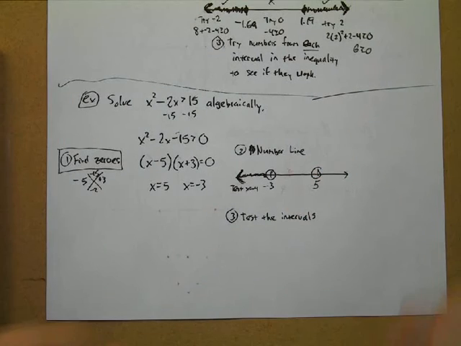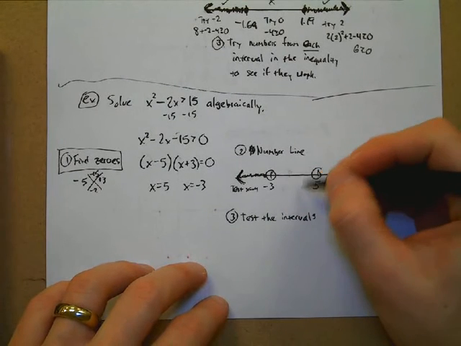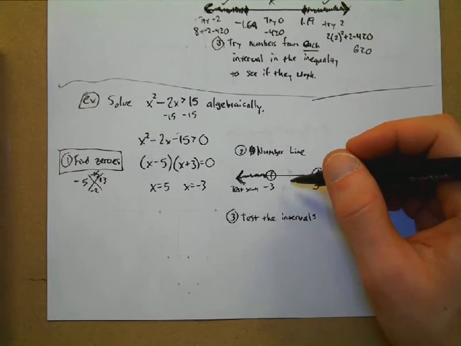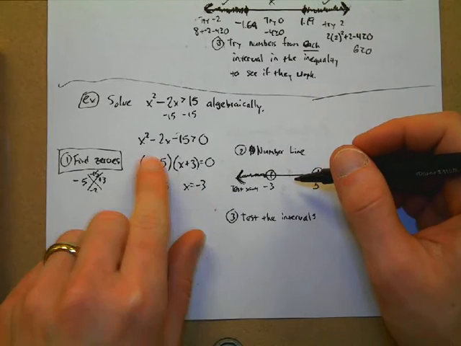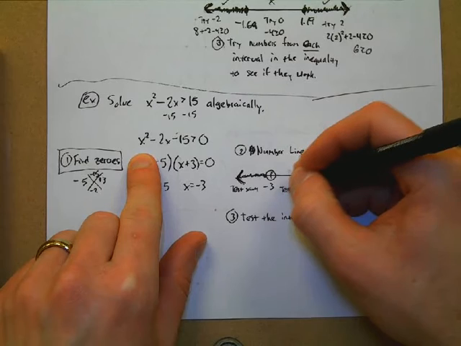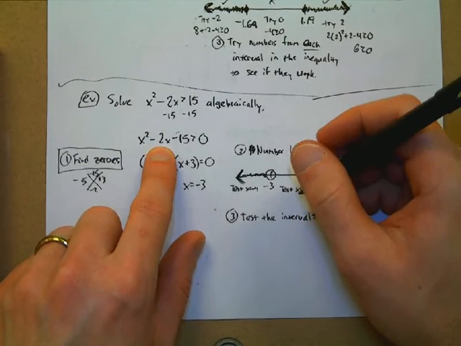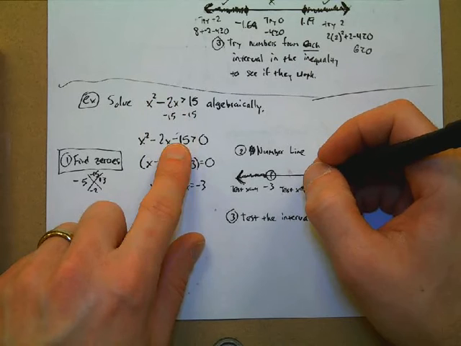And let's test x equals 6 here. 6 squared is 36. Minus 2 times 6, that's 12. So 36 minus 12 is 24. 24 minus 15 is 9. Is 9 greater than 0? Yeah. So we're going to shade that in and shade in the arrow there too. And there are our solutions.